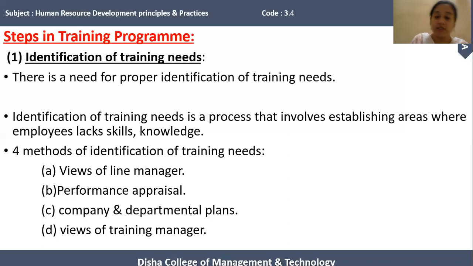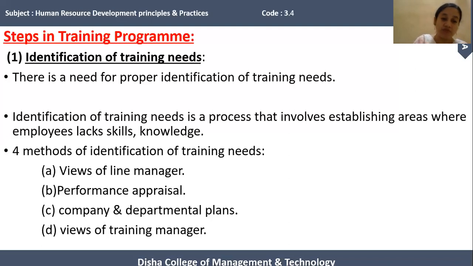Next is the company and departmental plans. By reviewing the departmental plan and the company's strategies, the organization also plans training programs for human resources in the near future. If the organization adopts various strategies to meet organizational requirements, or implements new technology to meet global challenges, then it also needs to provide training to accommodate the human resources with the latest things.